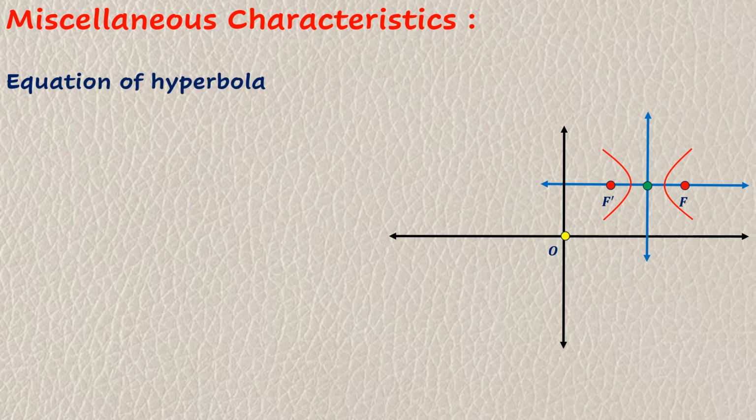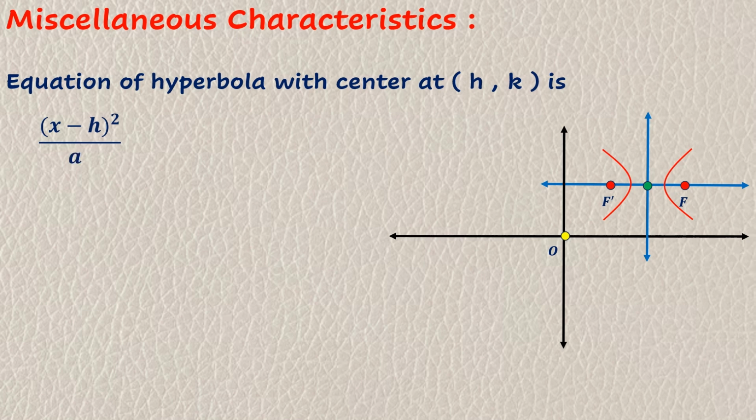Equation of hyperbola with center at (h, k) is (x minus h) whole square over a square minus (y minus k) whole square over b square is equal to 1. Also note that the transverse axis of this hyperbola is parallel to x-axis.